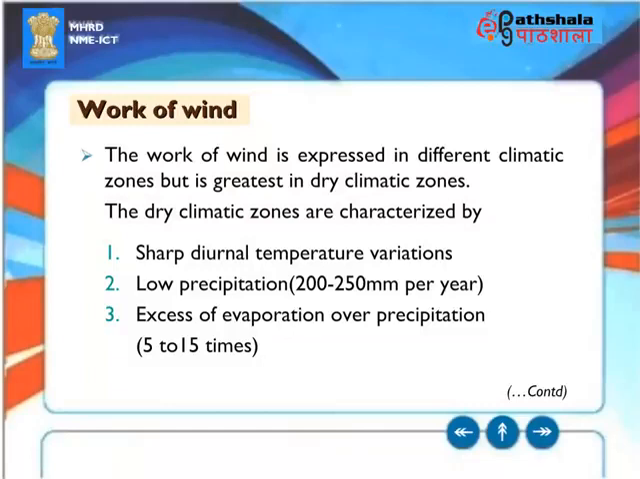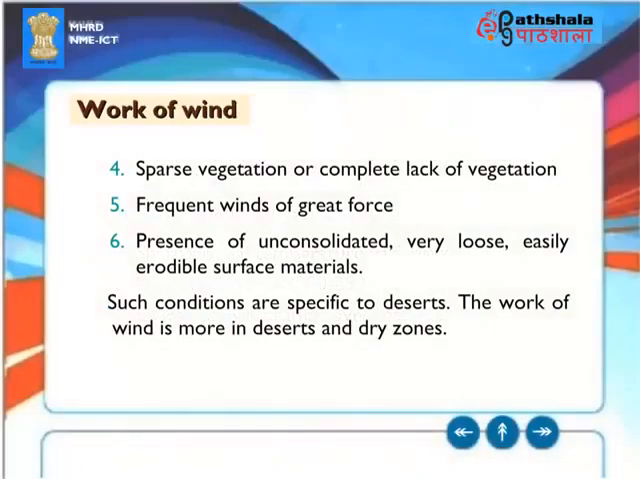Work of wind. The work of wind is expressed in different climatic zones, but is greatest in dry climatic zones. The dry climatic zones are characterized by sharp diurnal temperature variations, low precipitation of 200 to 250 millimeters per year, excess of evaporation over precipitation by 5 to 15 times, sparse vegetation or complete lack of vegetation, frequent winds of great force, and presence of unconsolidated, very loose, easily erodible surface materials. Such conditions are specific to deserts. The work of wind is more in deserts and dry zones.